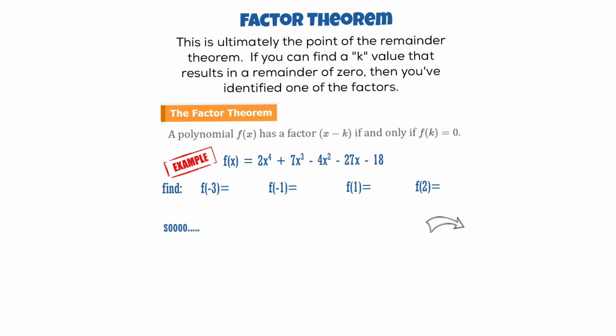All right, now here's the thing. The real reason we're doing that is that with the remainder theorem, my goal is to end up with a 0. Because that's what I want to have happen. I want the remainder to be 0. So that's ultimately the point of the remainder theorem, which leads you to the factor theorem. The factor theorem says that if you can find a k value that results in a remainder of 0, then you've identified one of the factors.